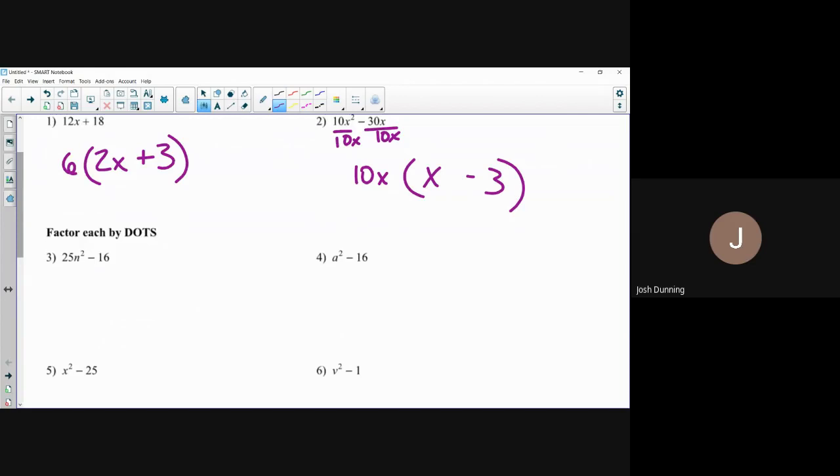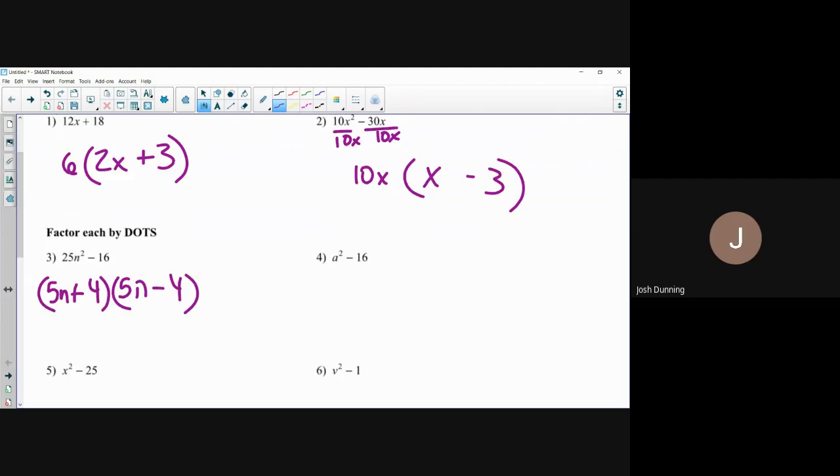Now, difference of two squares. Perfect square, minus sign, perfect square. One gets a plus, the other gets a minus. The square root of 25n squared is 5n. That goes first in both. And then the square root of 16 is 4. That goes second.